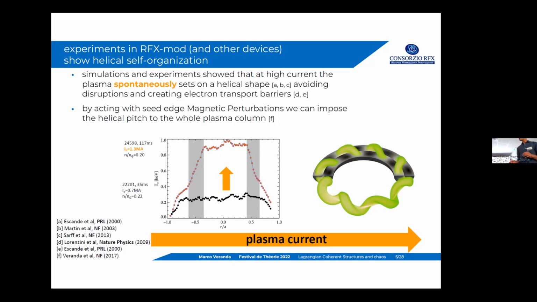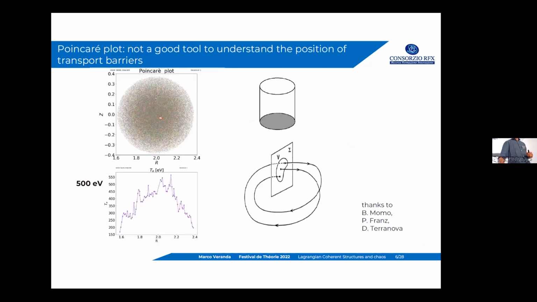I want to show you more about this temperature gradient. And to do that, I introduce something that I guess most of you know, the Poincaré plot. Let's imagine to have a set of 3D magnetic field lines in the torus. You look at them on a selected surface. So you reduce the dimension of the problem by one, and you can have a visualization of the topology of the magnetic field.